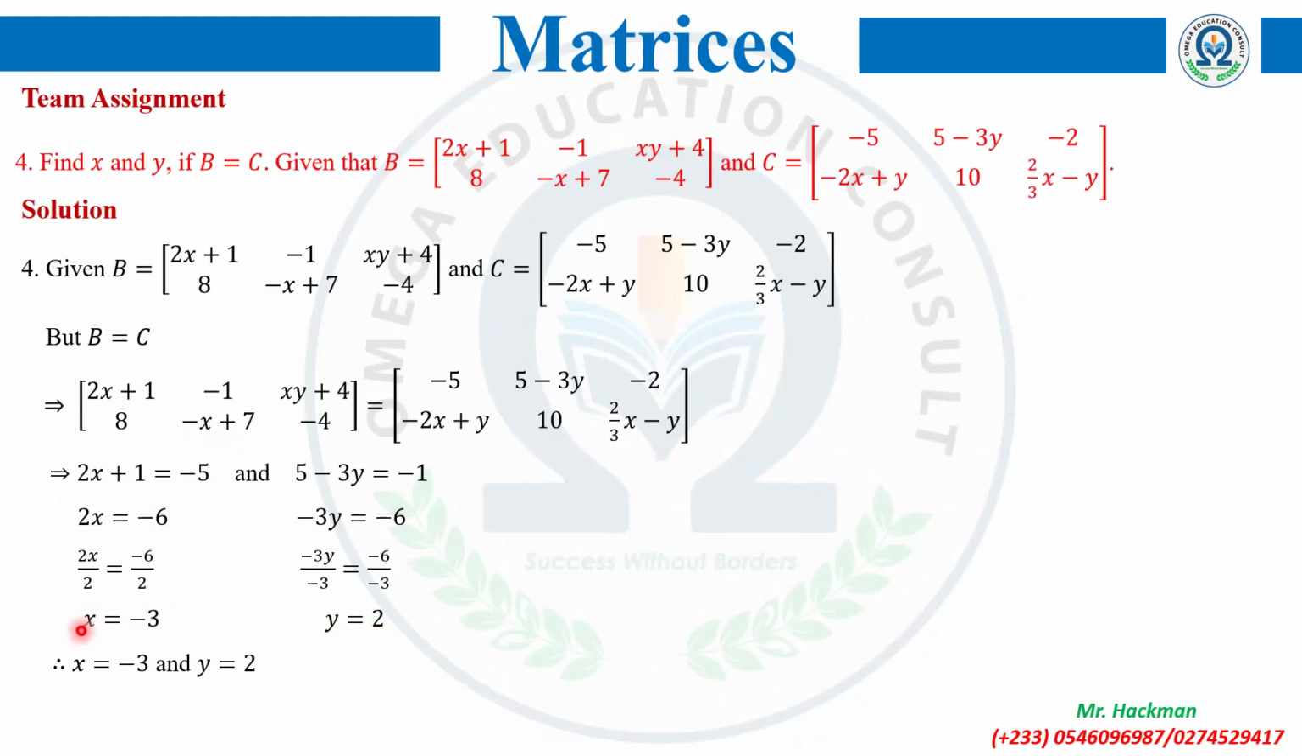So in this case, I will come and draw my conclusion. Therefore, x is equal to -3 and y is equal to 2. As simple as that. So this becomes the solution to the class team assignment.